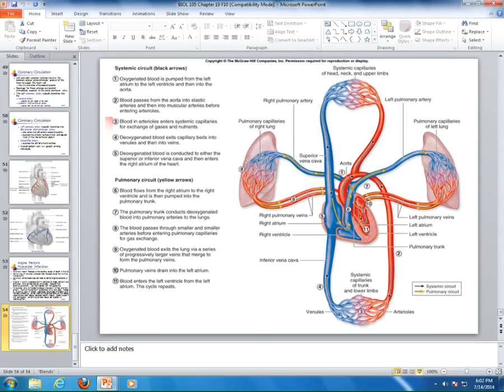What is pumped from the right and the left side must be the same volume. Is it under different pressure? Yes. So the right side is not pumping under as much pressure to the lungs as the left side is to all of your body systems. But the volume must be the same.